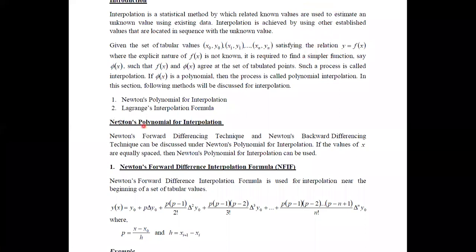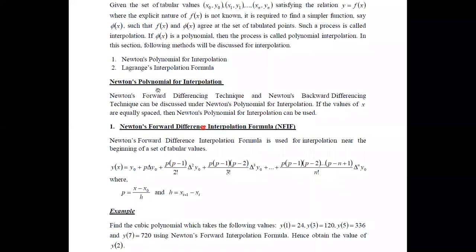We can use Newton polynomial interpolation for the purpose of interpolating values as well as approximating a function for a given set of data. Inside this technique, we can identify two methods: Newton's forward differencing technique and Newton's backward differencing technique. These are the two subcategories inside Newton's polynomial for interpolation.